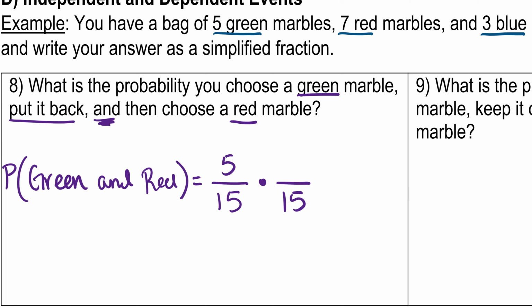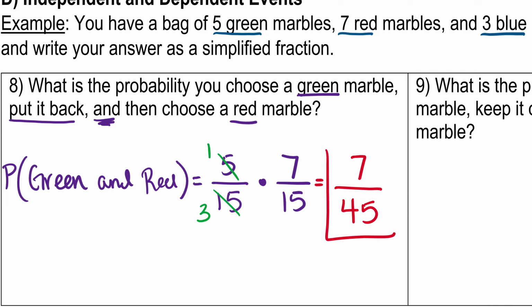Now I want to choose a red marble. Well, it says I have 7 red marbles. Okay, now I can multiply those, but first I would reduce. So 5 and 15 would be 1 and 3. I can't reduce 7 and 15, which is fine. I don't need to. So I can just multiply across. So 1 times 7 is 7. 3 times 15 is 45. That does not reduce, so that is my final answer.